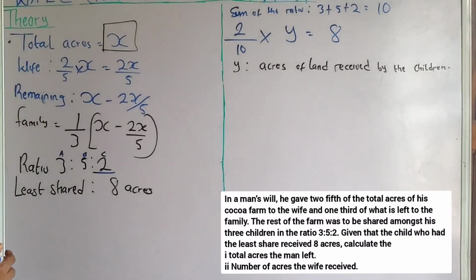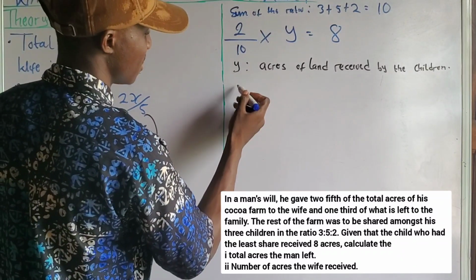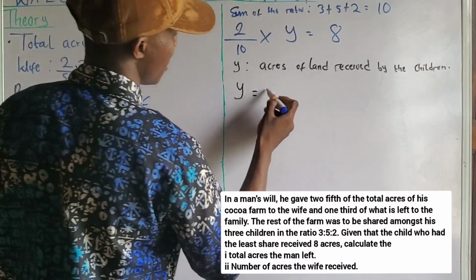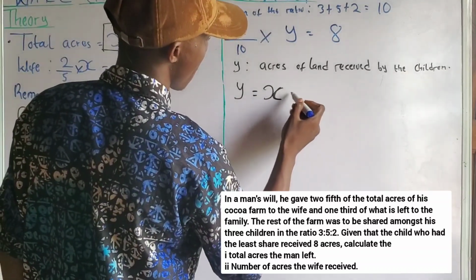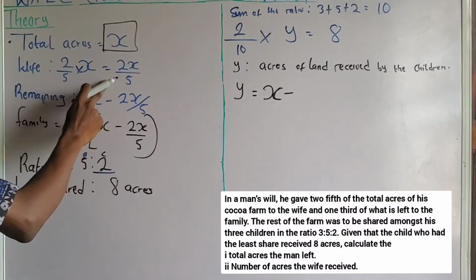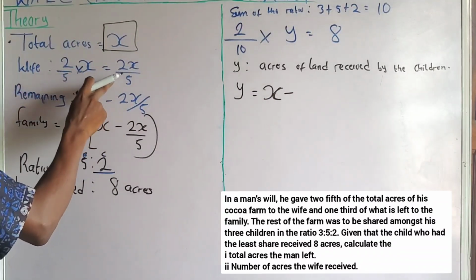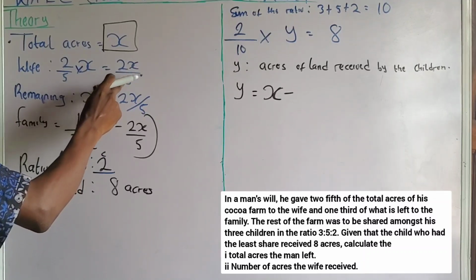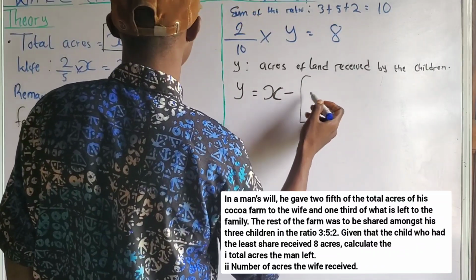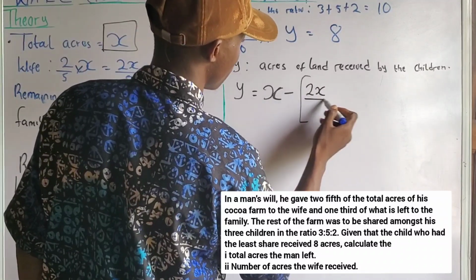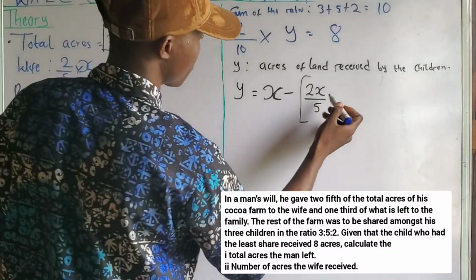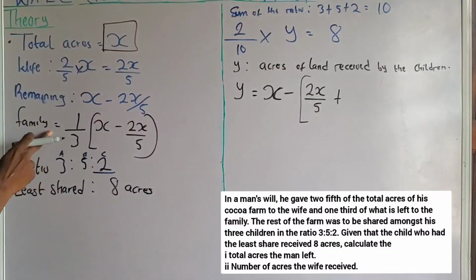Okay, the expression for y, listen, y will be equal to x minus the wife's share. Don't forget, he gave 2/5 of the total acres of land to the wife. So x minus, put the big bracket, x minus 2x all over 5, is that not it? Plus the one he gave to the family.